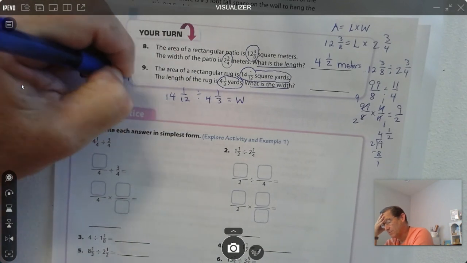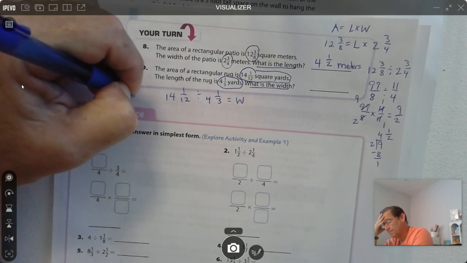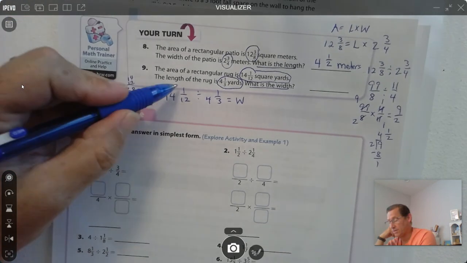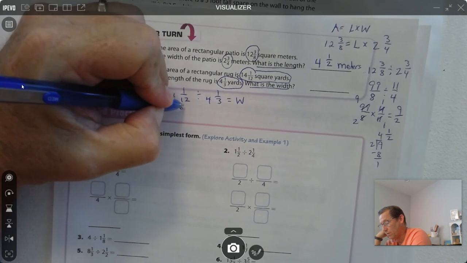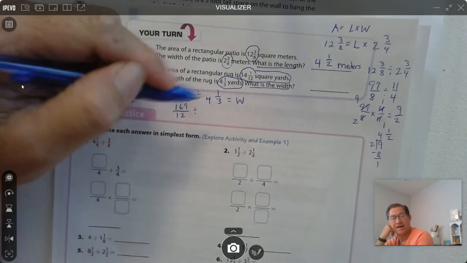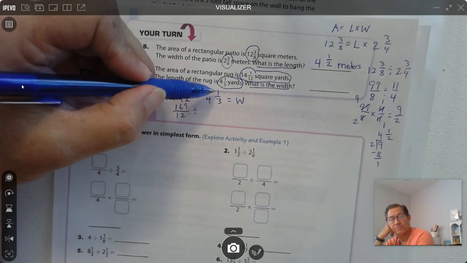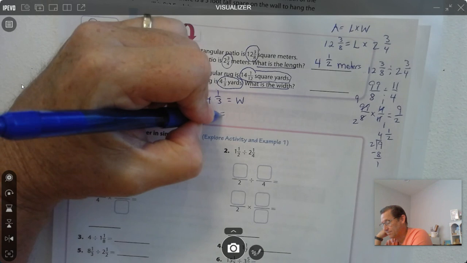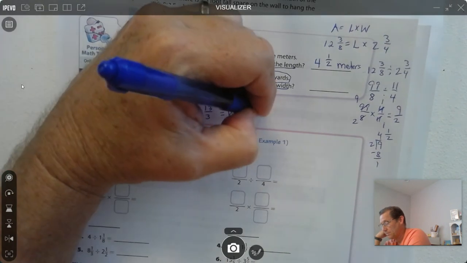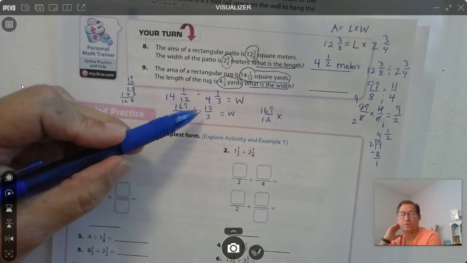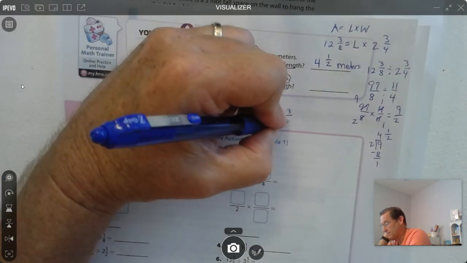So 14 times 12, 168, plus the leftover 1/12, 169 twelfths. Divide by 4 times 3 is 12, plus the extra 1/3 is 13 thirds. 169 twelfths times the reciprocal of 13 thirds.